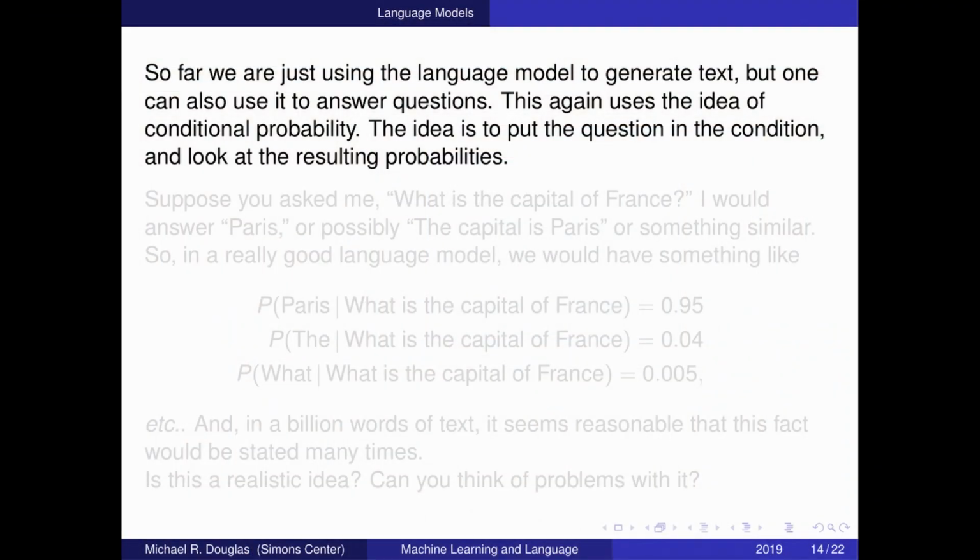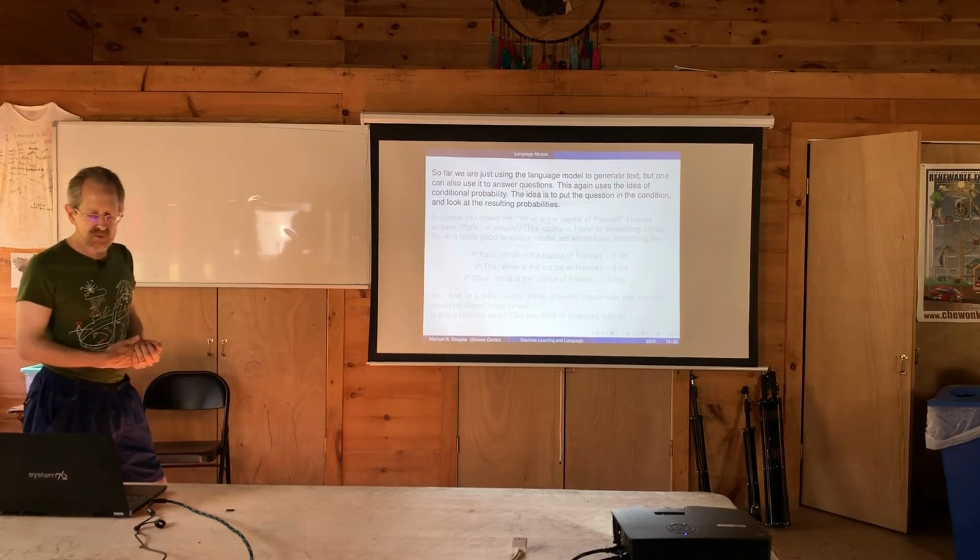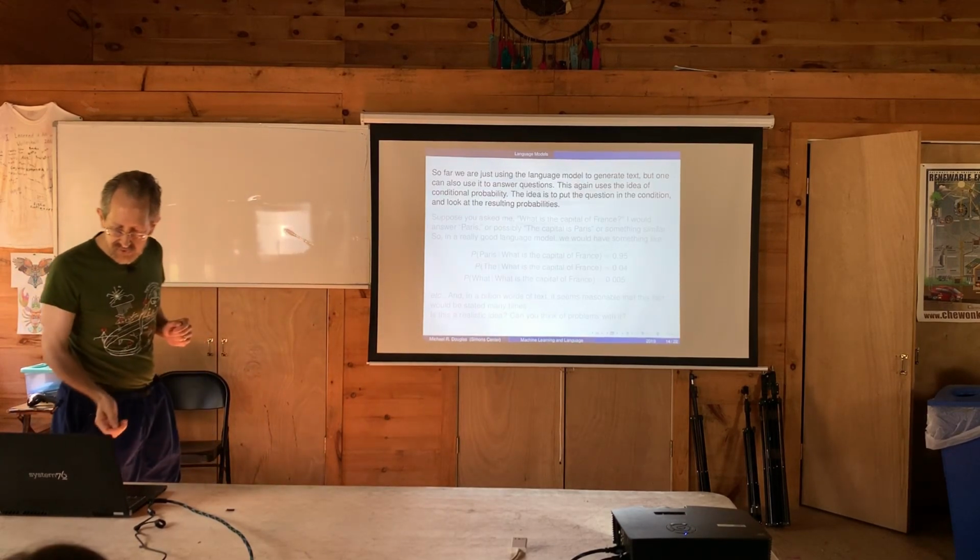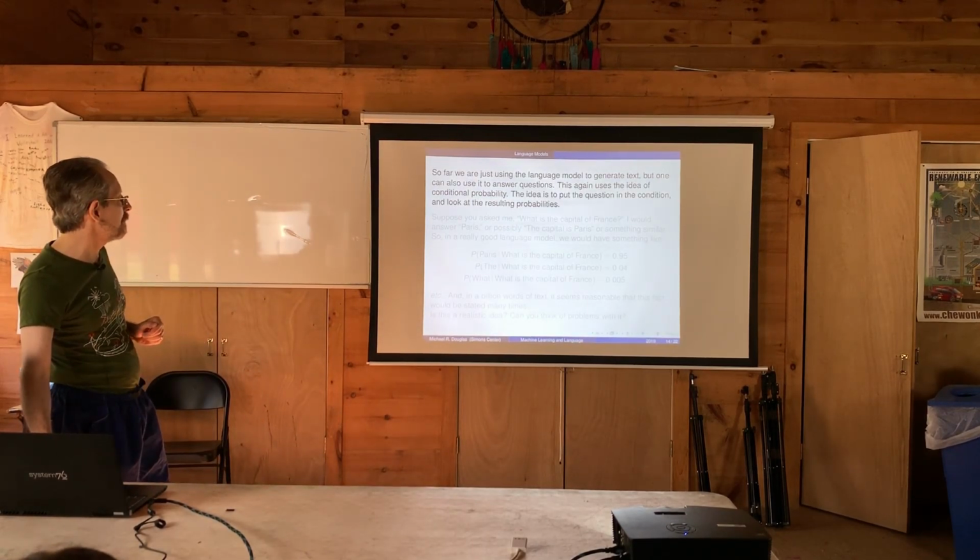Okay, so that would be generating text. Now we could say, well, that's very good, but I want my computer to answer a question for me. How do I ask it a question? You can actually do it using this, in principle. You would again use this idea of conditional probability.